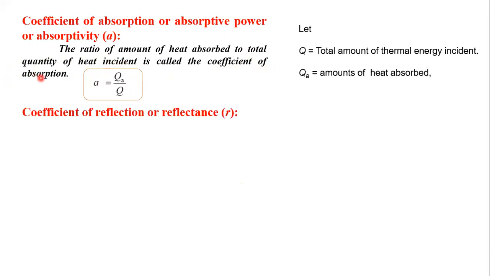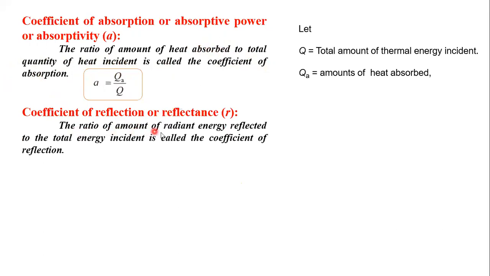Next one is coefficient of reflection. Same definition, only here instead of absorbed it is reflected. You can see here the amount of radiant energy reflected to the total energy incident is called the coefficient of reflection. Same definition, only the word absorbed is replaced by reflected. The formula is also similar, we can write R is equal to QR by Q. QR is the heat reflected and Q is the total heat.